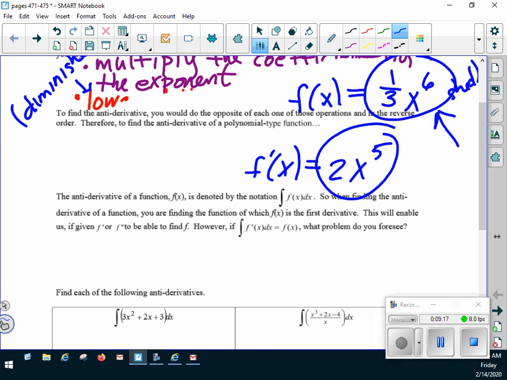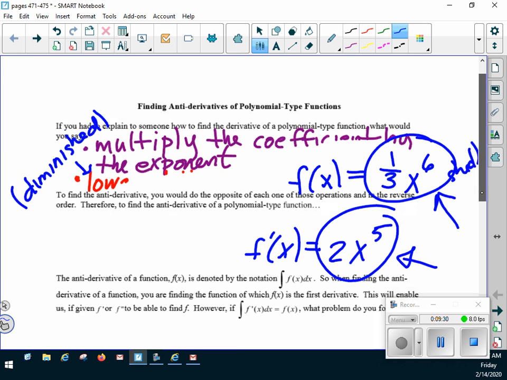This is what we call the antiderivative of this. Integral, antiderivative, aka integral. Okay?